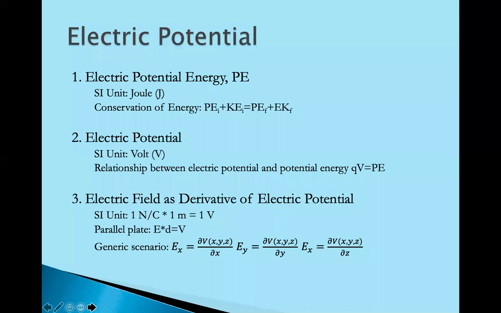In summary, we covered 3 parts about electric potential. Starting from electric potential energy and how we can apply conservation of energy; second, the definition of electric potential, and how electric potential is related to electric potential energy; third, electric field as the derivative of electric potential, that is the relationship between electric potential and electric field.